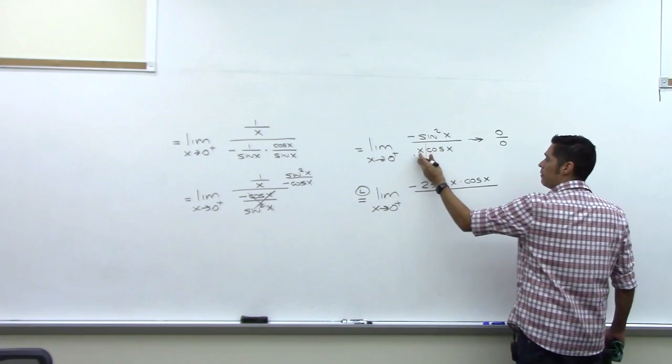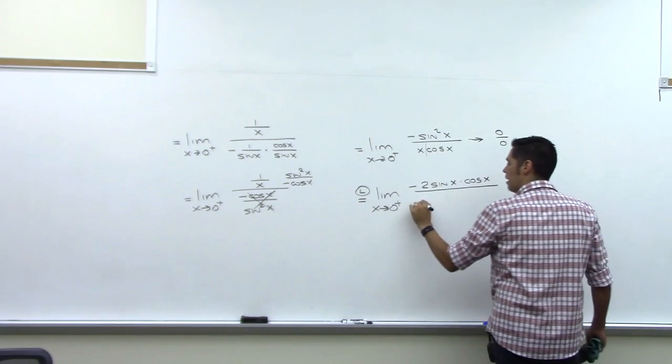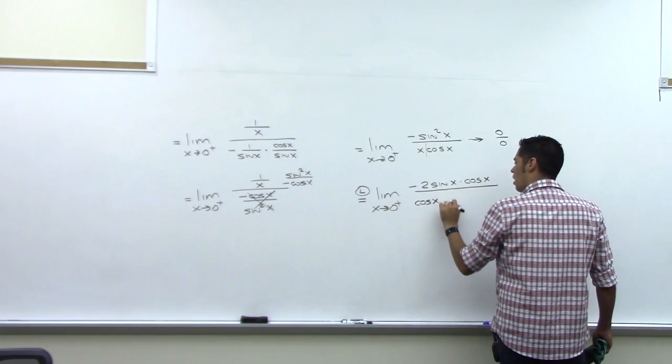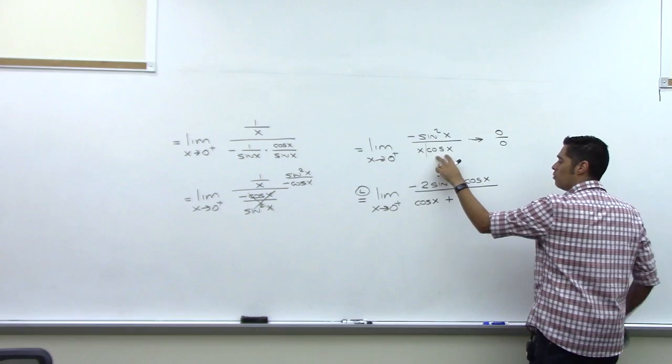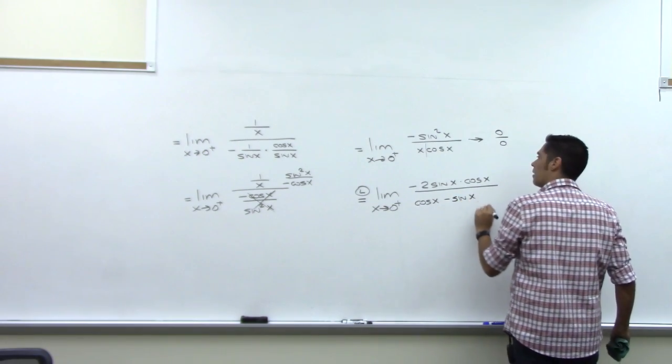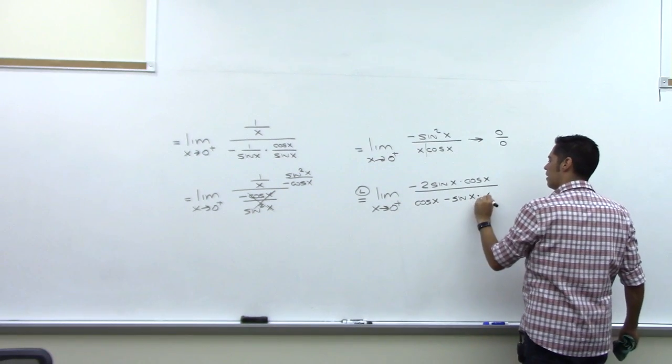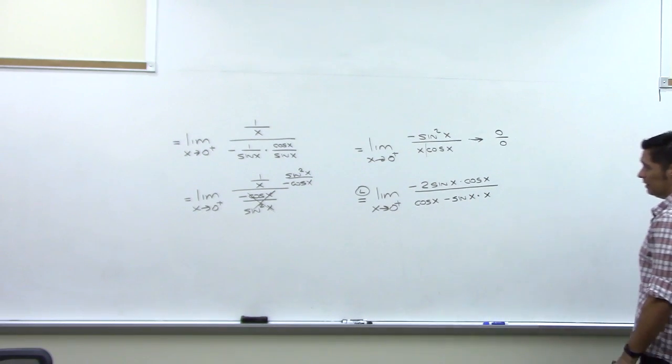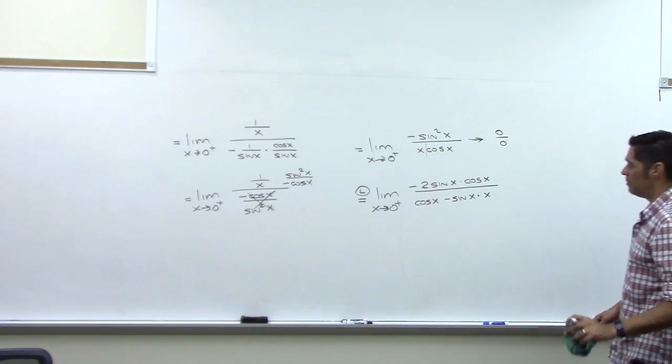Derivative of the first one is 1 times cosine x, plus derivative of the second one, which is negative sine x, so I'm going to put minus sine x, times the first one, which is x. Ugh, this does not look like it's getting any better.